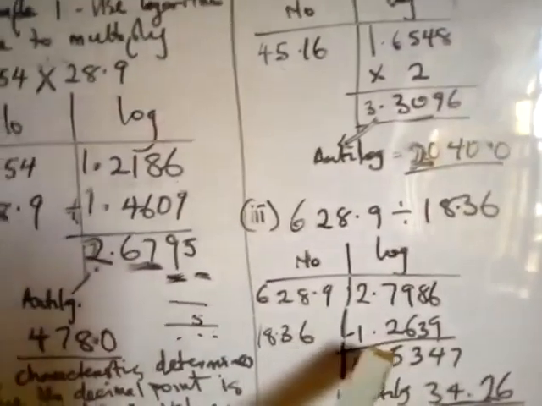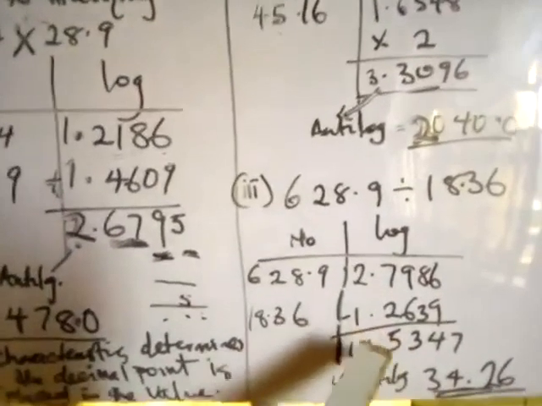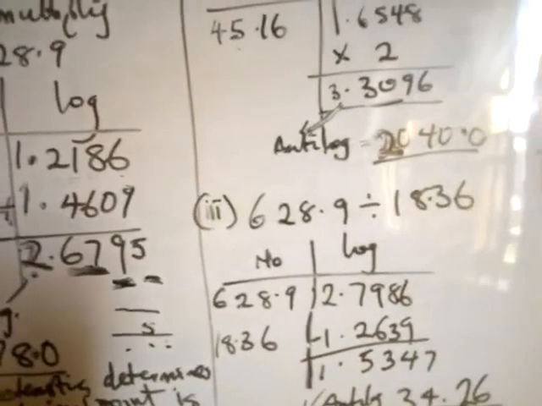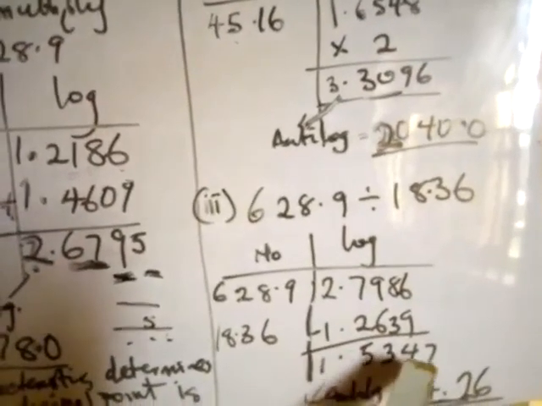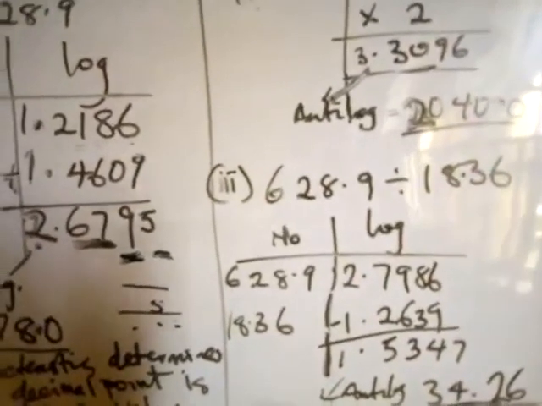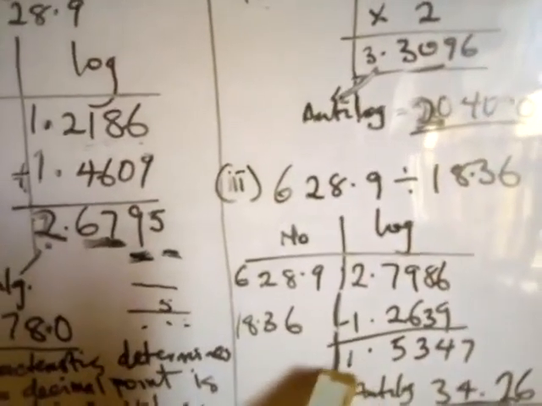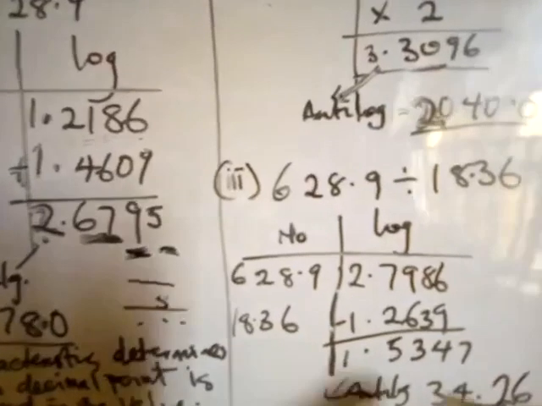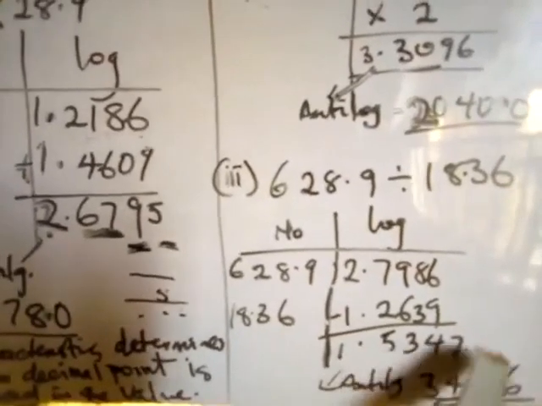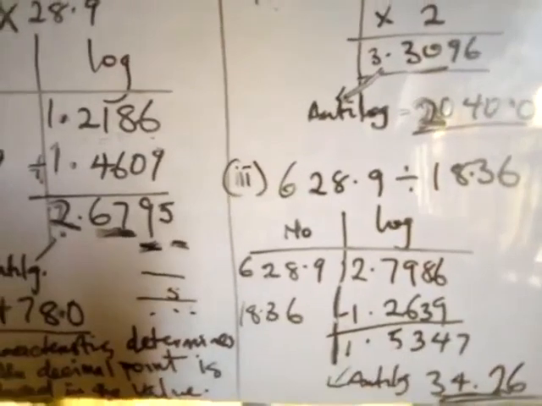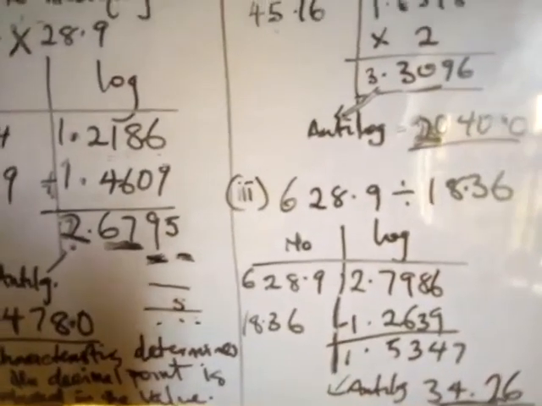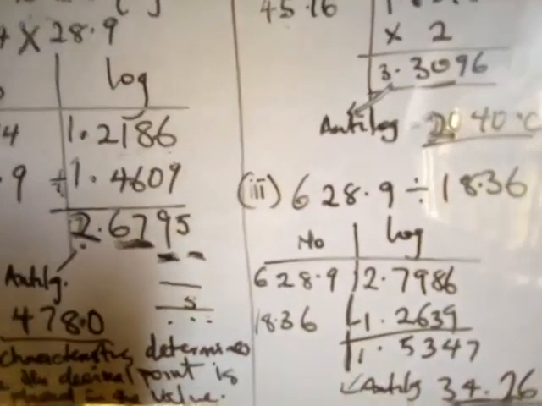So if you subtract 1.2639 from 2.7986, it will give you 1.5347. Now you go for the antilog. I said first of all, forget the characteristics. So you check the antilog table. You look for 53 under 4, difference 7, which will give you 3426.